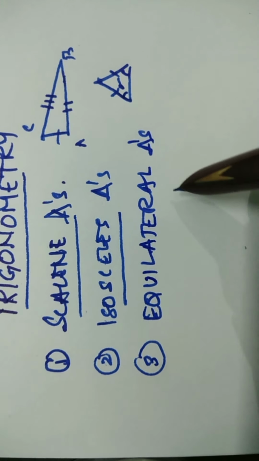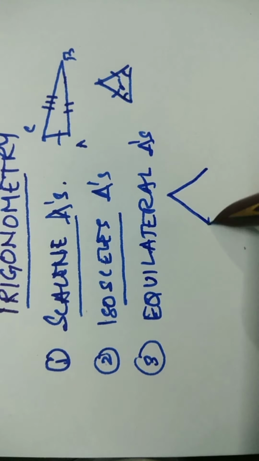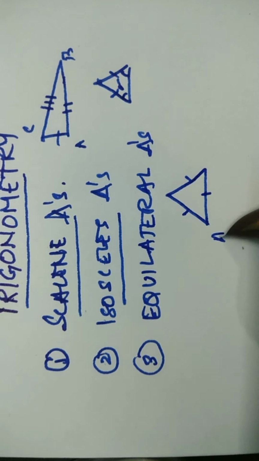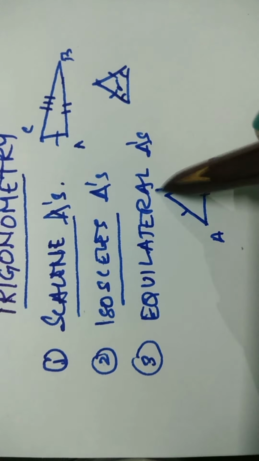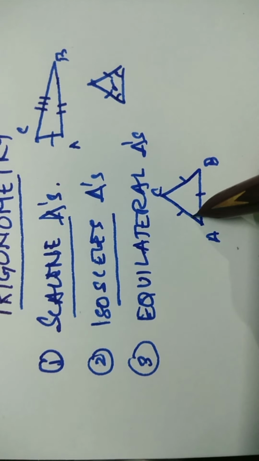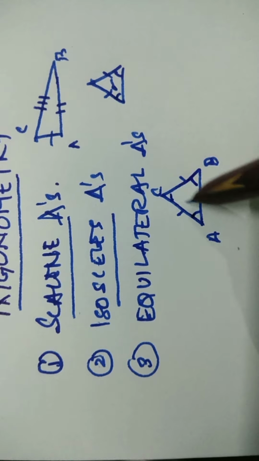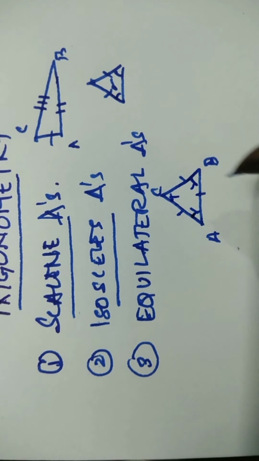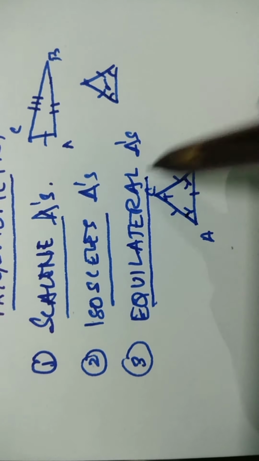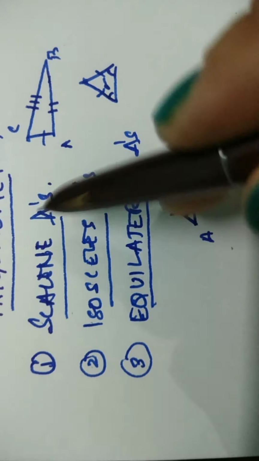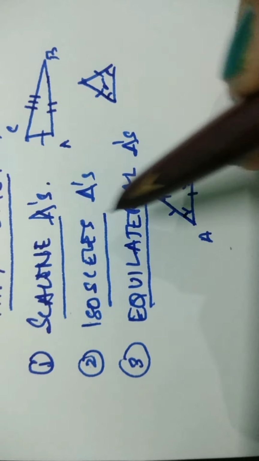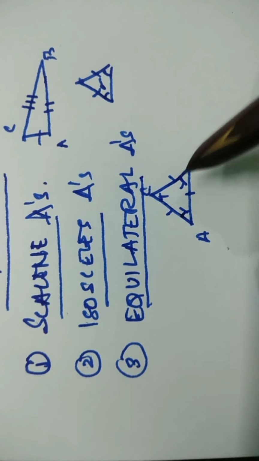Equilateral triangles means all three sides are of equal measure. That means the length AB is equal to BC is equal to CA. If the three lengths are equal, then definitely all these three angles, angle A, angle B and angle C, are equal. Such types of triangles are called equilateral triangles. These three are the types of triangles based on the length of the sides.